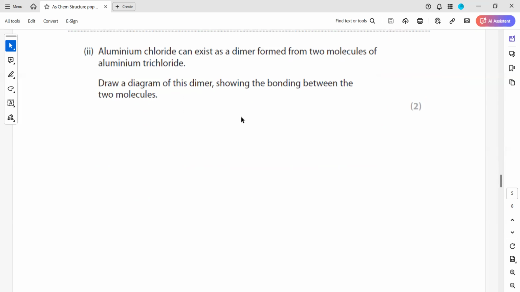Aluminum chloride can exist as a dimer formed from two molecules of aluminum trichloride. Draw a diagram of this. So how can we represent it? Aluminum is forming a bond. If you don't draw the bond pair, you can also draw lines. This is one molecule of AlCl3, and there will be another molecule of AlCl3.